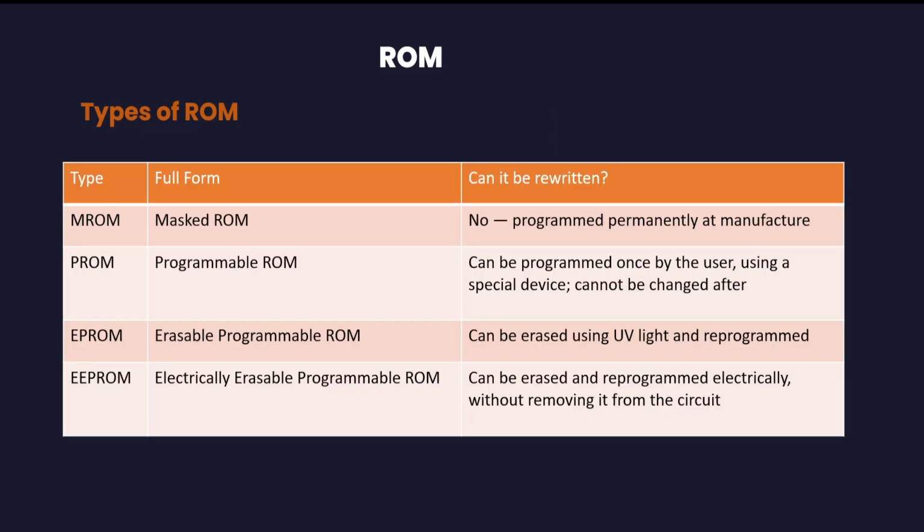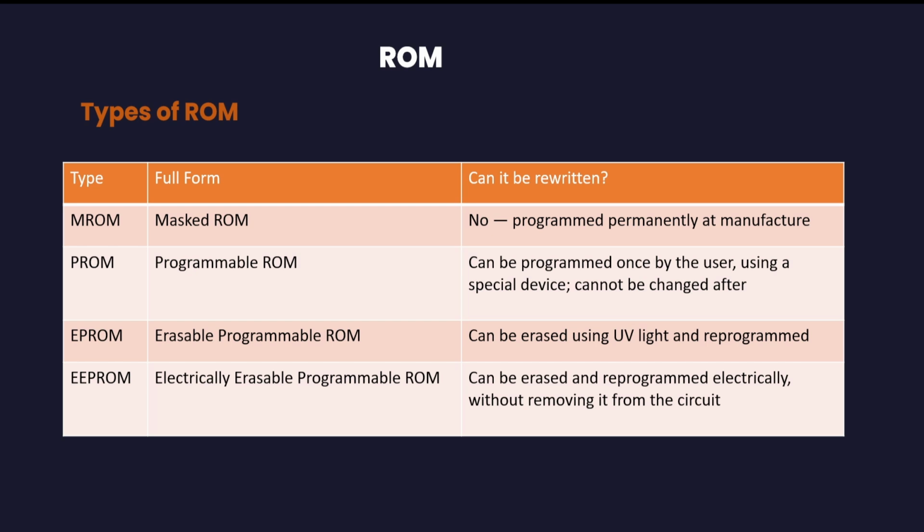Now, types of ROM. First is MROM, that is masked ROM. Can it be rewritten? No. It is programmed permanently at manufacture. Next, PROM, programmable ROM, can be programmed once by the user using a special device, and cannot be changed after. So it can only be programmed once.